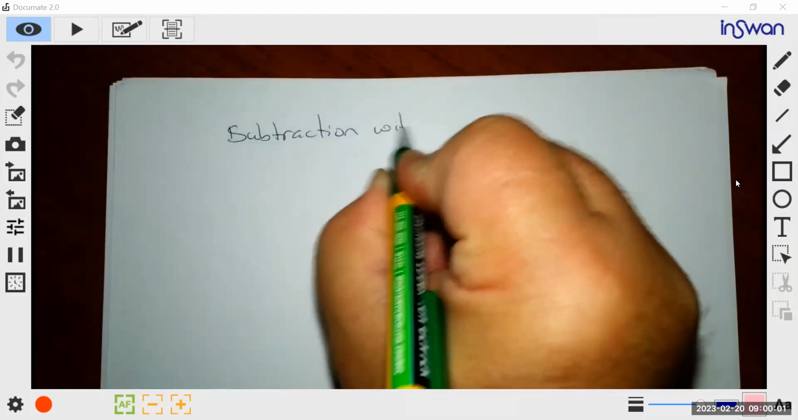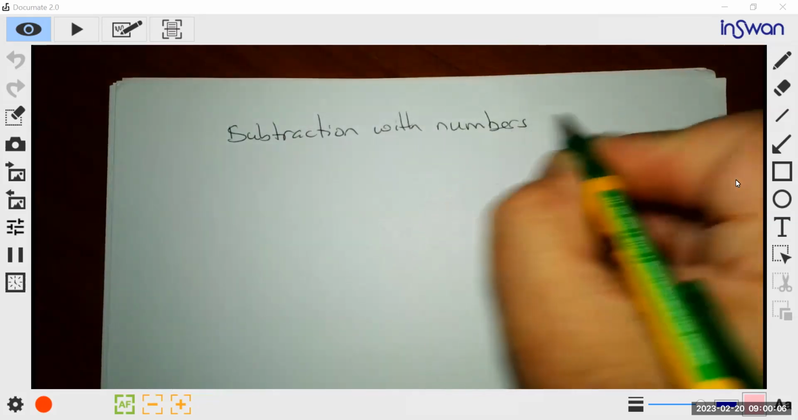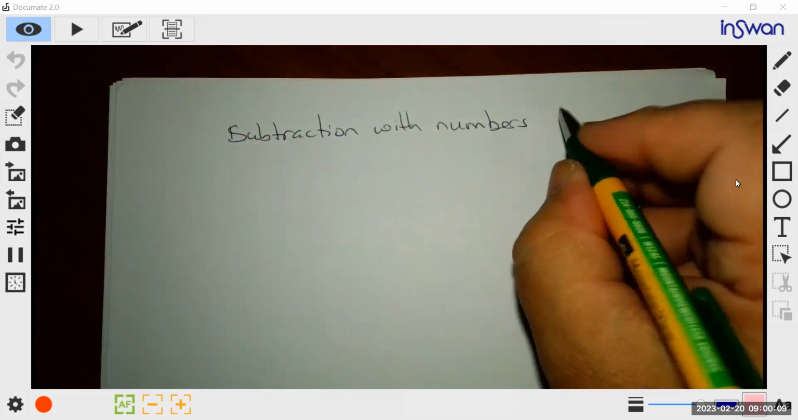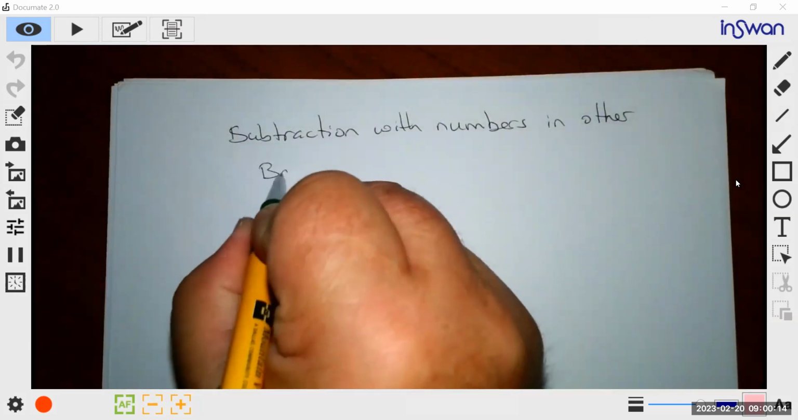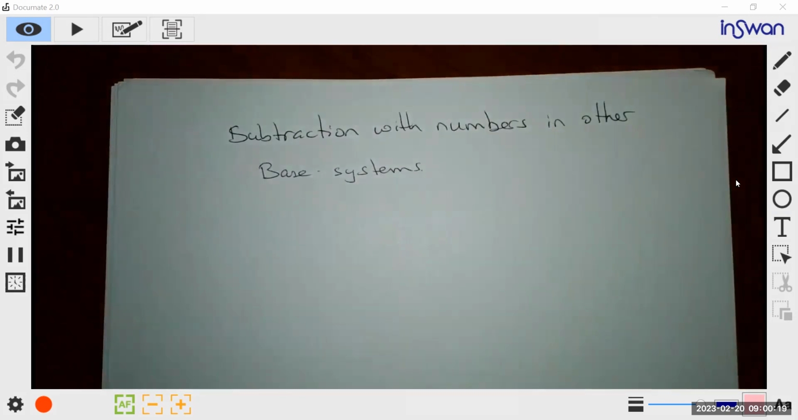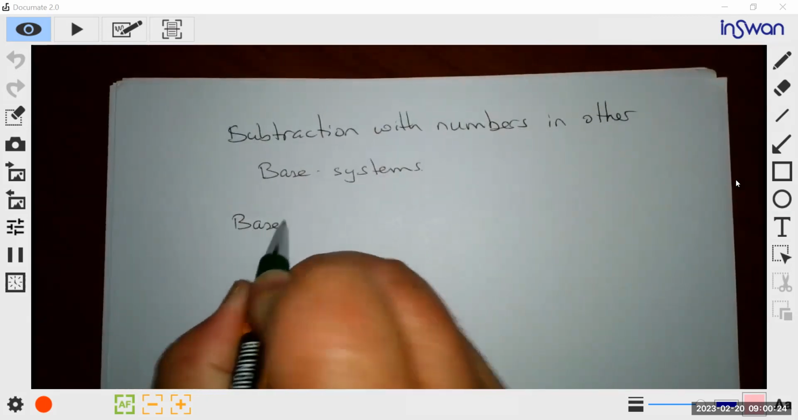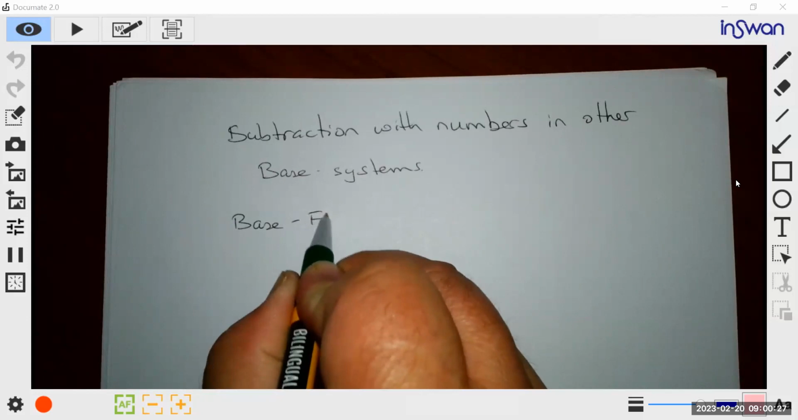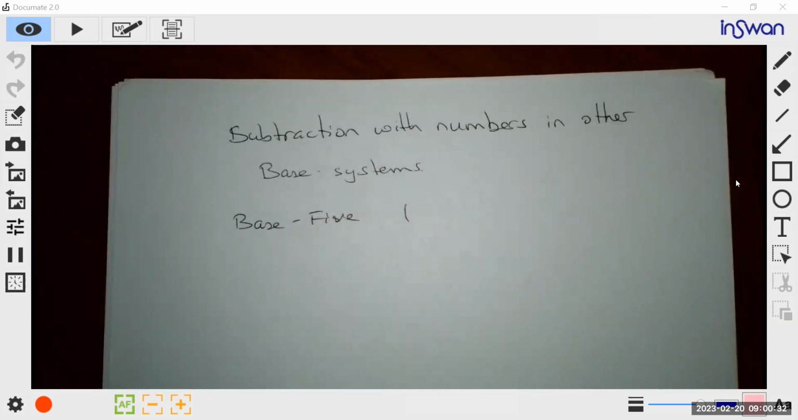Subtraction with numbers in other base systems. Base 5. Were you here when we talked about the base system?